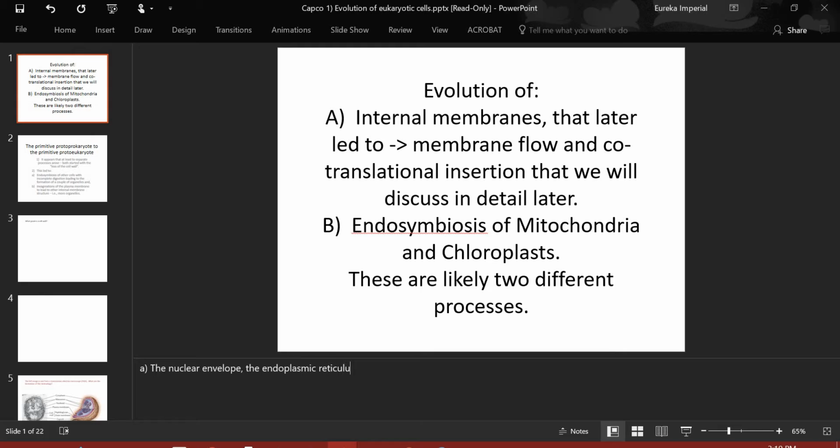There's the rough, don't forget to write this down, there's the rough endoplasmic reticulum, which is closest to the nuclear envelope in general. And there's the smooth endoplasmic reticulum, which is branching off from the rough endoplasmic reticulum. Don't forget to write that down, it's going to be on the test. And those three membranes that I just told you, to repeat, the nuclear envelope of the nucleus, the rough endoplasmic reticulum, and the smooth endoplasmic reticulum are contiguous.